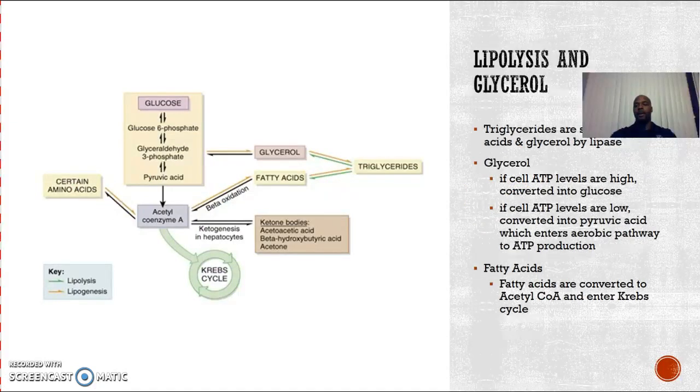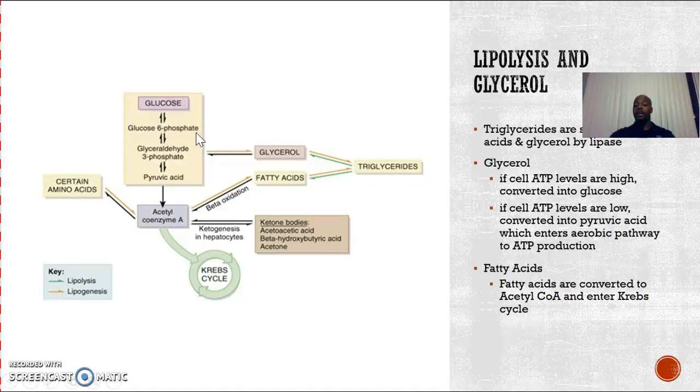If it were to be a fat molecule, it'd be a little different. You still kind of have the same setup, except now we have a fat molecule, which is triglyceride, being split into fatty acids and glycerol. That glycerol now, if the ATP levels are high, is going to be converted into glucose, right? And so it's going to go up here and it'll be saved and wait until we need to use it.